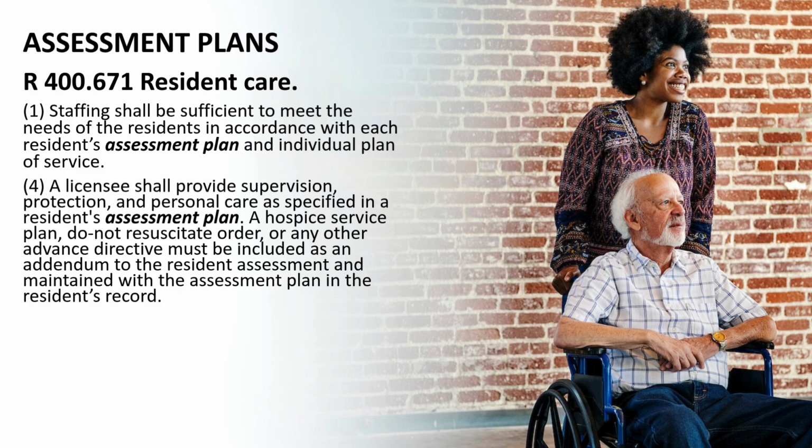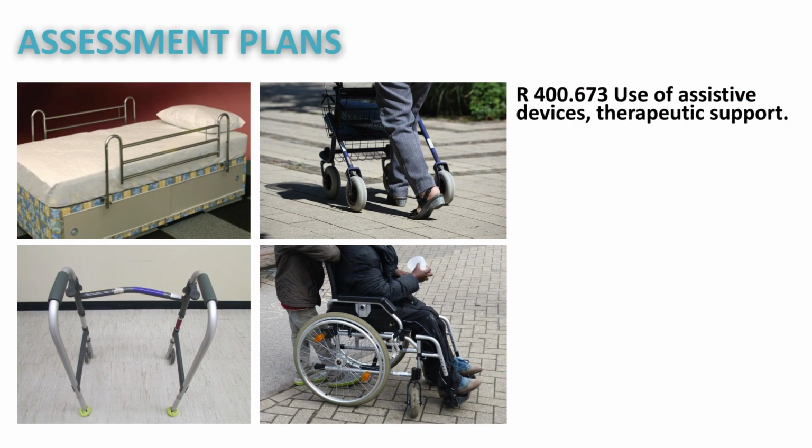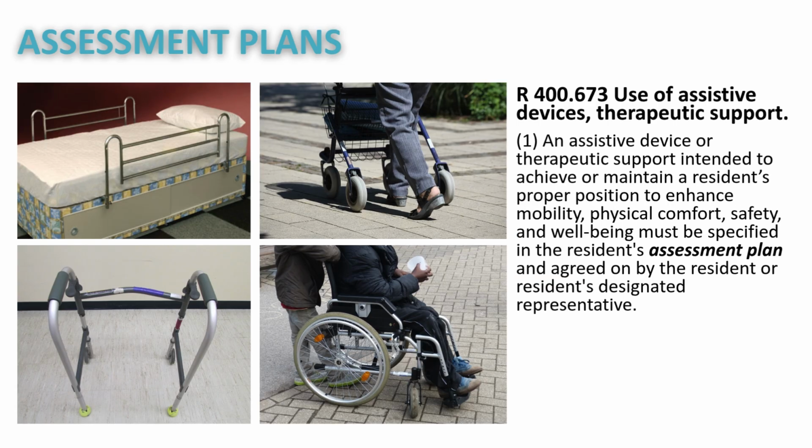A hospice service plan, do not resuscitate order, or any other advance directive must be included as an addendum to the resident assessment and maintained with the assessment plan in the resident's record. According to rule ending in 673, Sub-Rule 1, an assistive device or therapeutic support intended to achieve or maintain a resident's proper position to enhance mobility, physical comfort, safety, and well-being must be specified in the resident's assessment plan and agreed on by the resident or resident's designated representative.